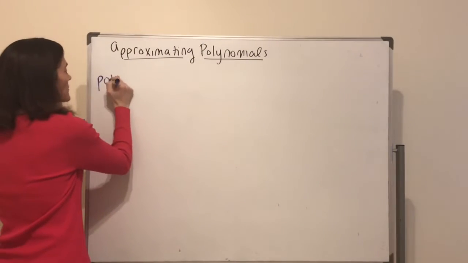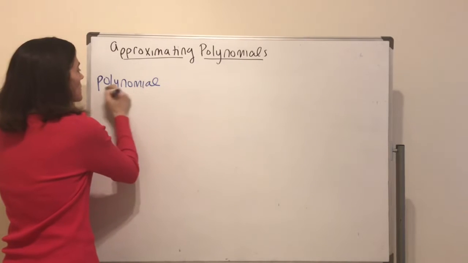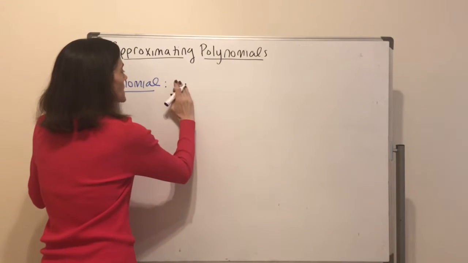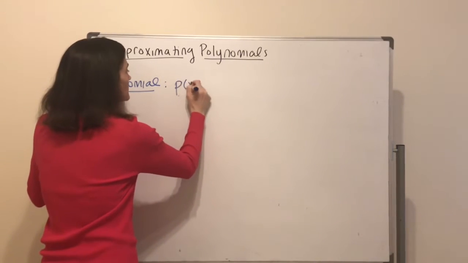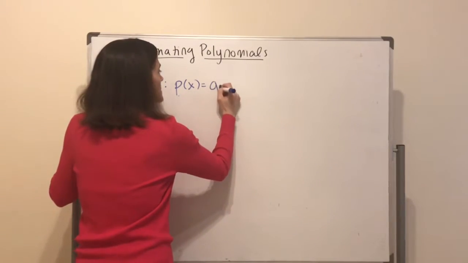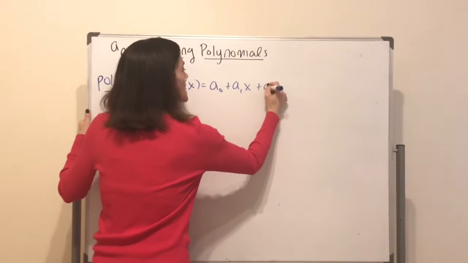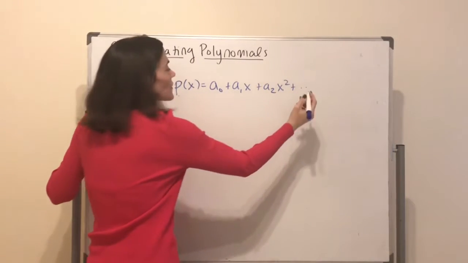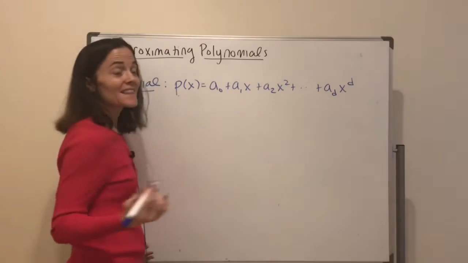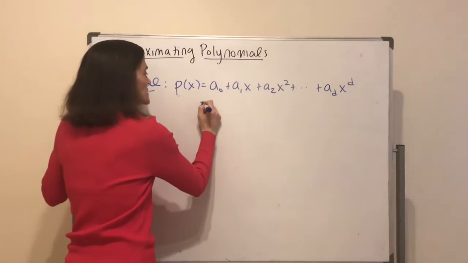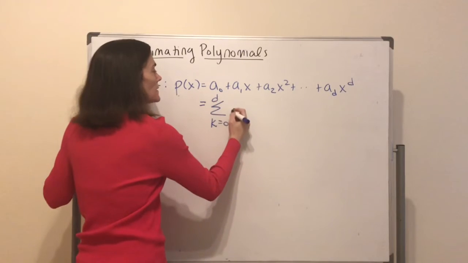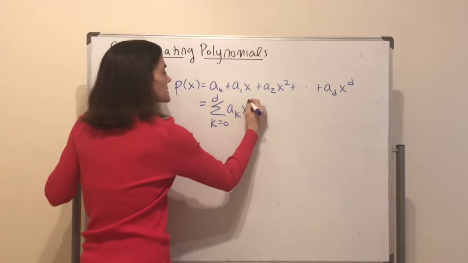A polynomial is some function, let's say p of x, that has the following form. So we have a0 plus a1x plus a2x squared all the way out to, let's say, a_d x to the d. We may write this in summation notation as follows. It's a sum, let's say k equals 0 to d of a_k x to the k.